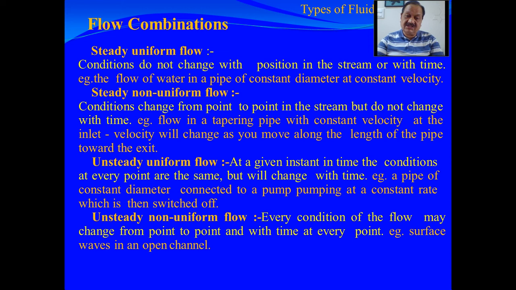Then the third combination is unsteady uniform flow. At a given instant in time, conditions at every point are the same but will change with respect to the time. For example, a pipe of a constant diameter connected to a pump pumping at a constant rate, which is then switched off, is an example of unsteady uniform flow. And the last one is the unsteady non-uniform flow. Every condition of flow may change from point to point and with respect to the time at every point. The surface waves in an open channel are an example of unsteady non-uniform flow.